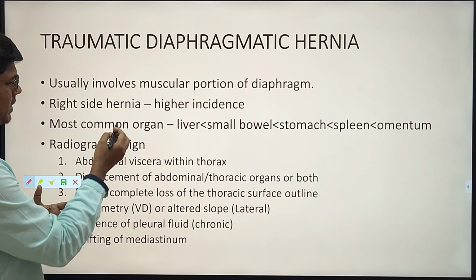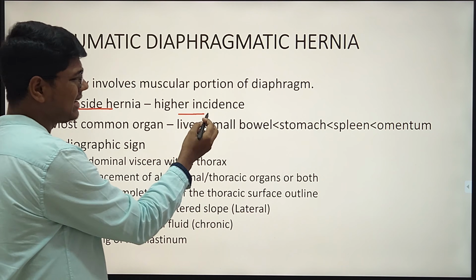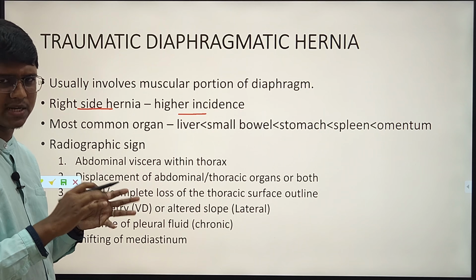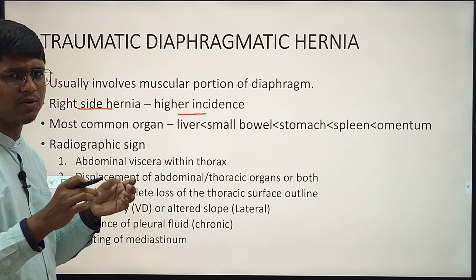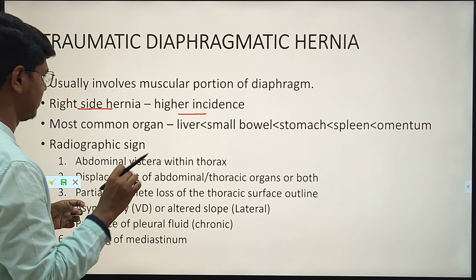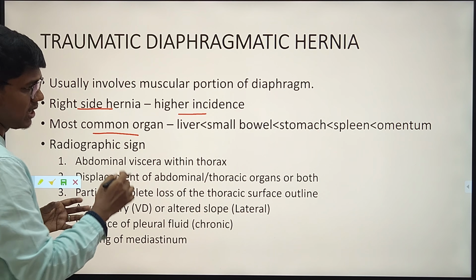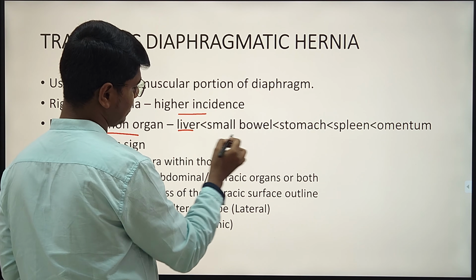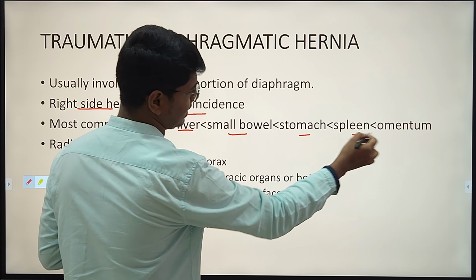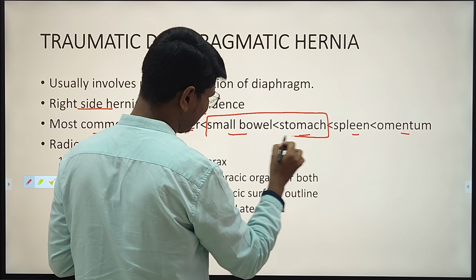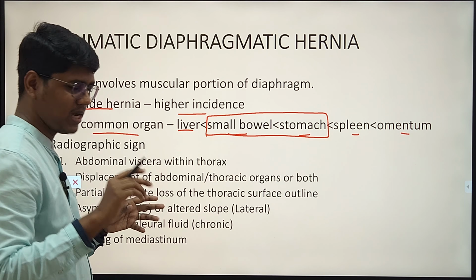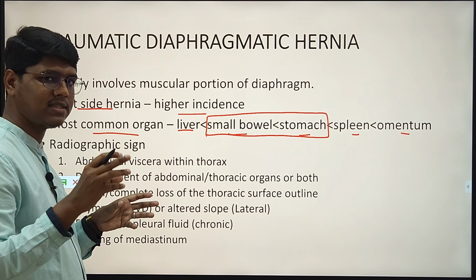Next, the traumatic diaphragmatic hernia, which is the main disease of diaphragmatic hernia, usually involves the muscular portion, I told you, and the right hand side has a slightly higher incidence than the left side. Actually the article suggests they are nearly equal, only the right hand side has some edge. The most common organs in the order of preference: liver, small bowel, stomach, spleen and omentum.